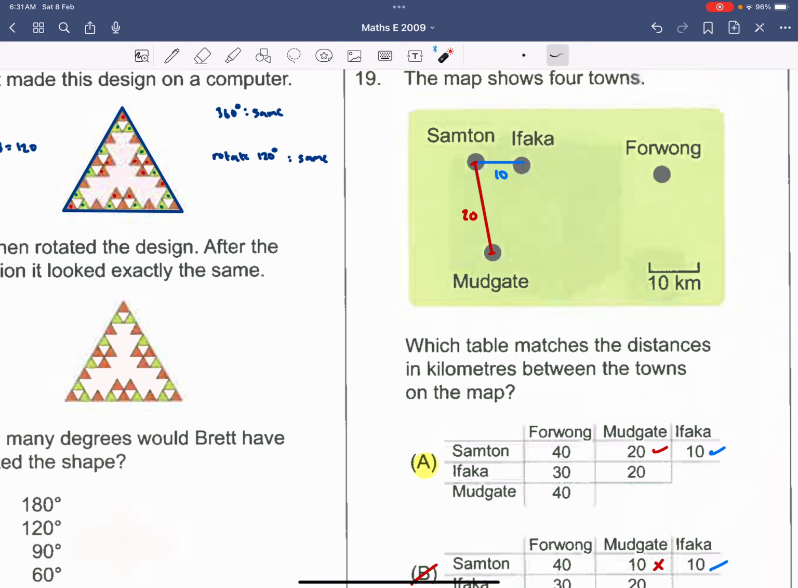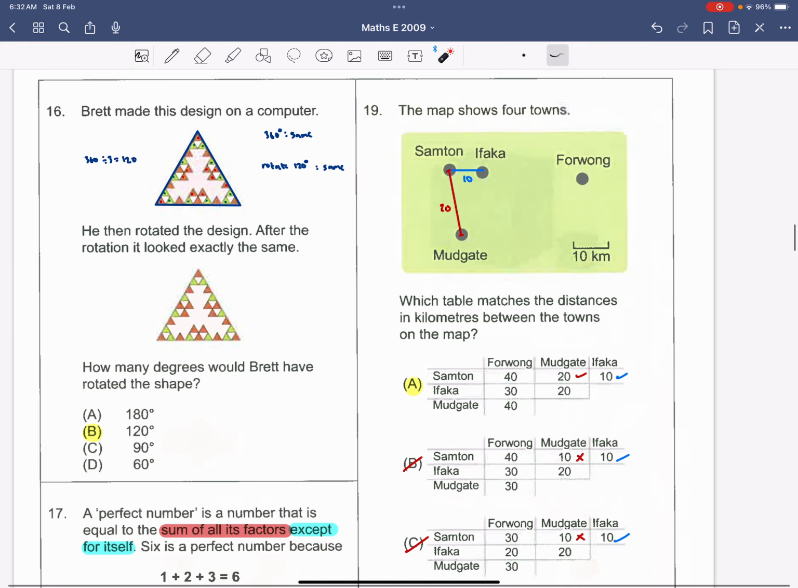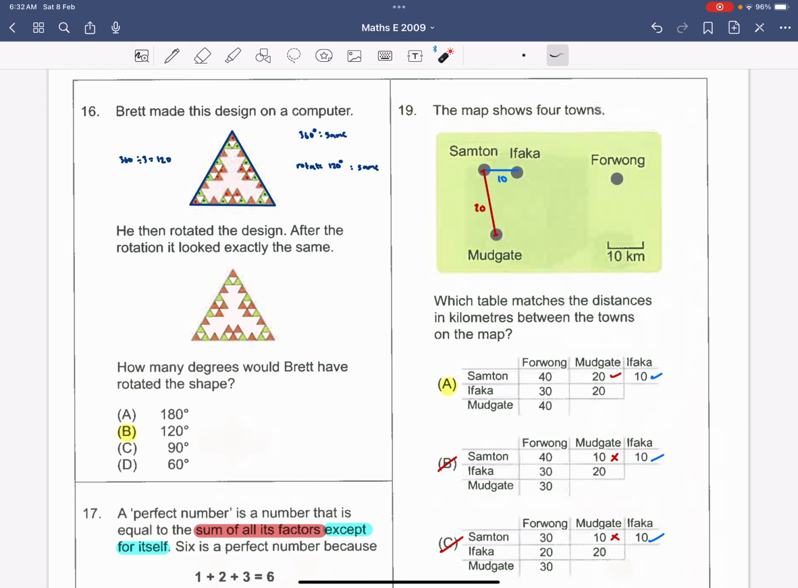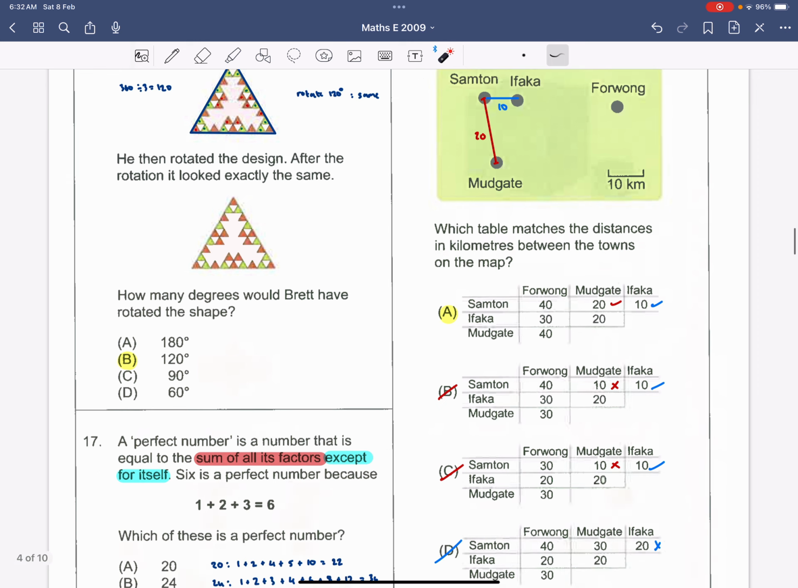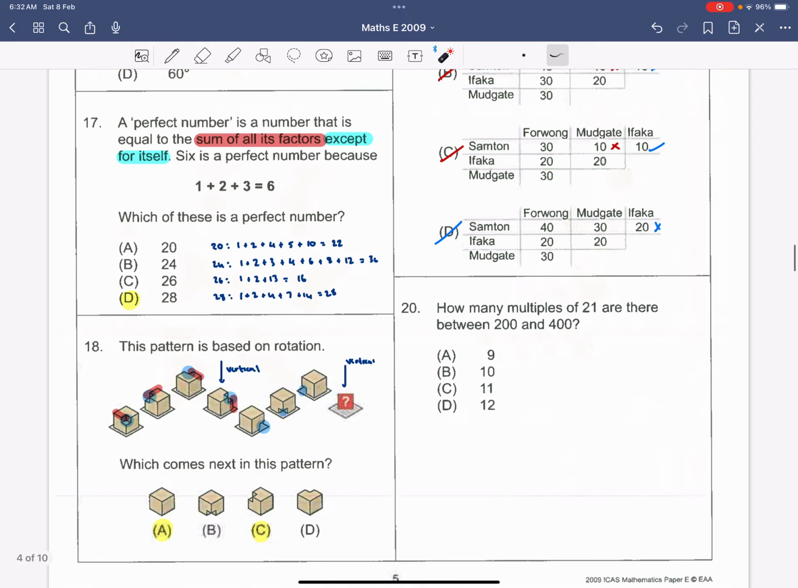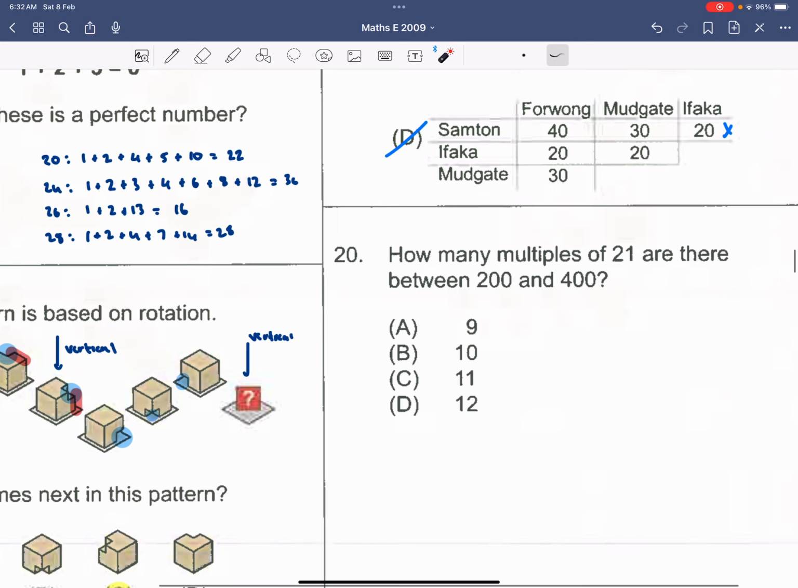I'm not going to do them all. But you can clearly see that A is correct, and there's no reason to do them all. You won't finish your test or exam in time if you're trying to do all of them. So sometimes if you've eliminated the wrong answers, it just makes sense to go with the remaining answer.